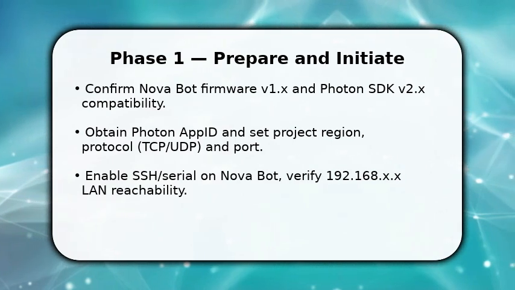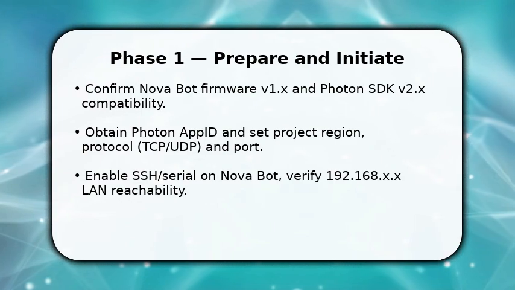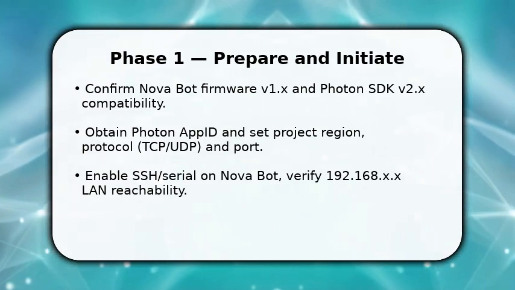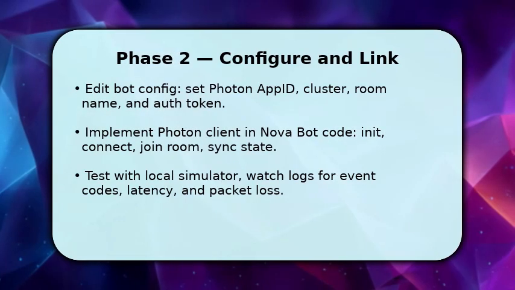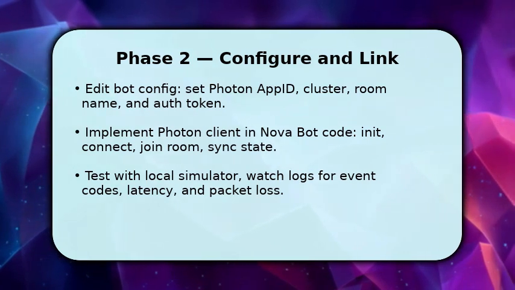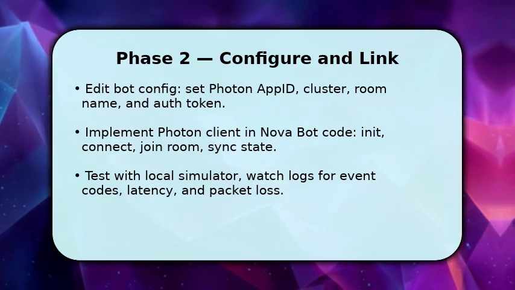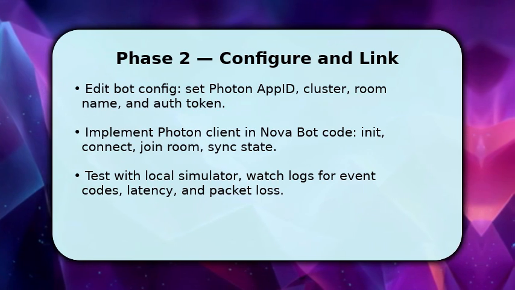Then open the Photon port on your router if needed, and proceed immediately to upload the network credentials to the bot. You now modify the NovaBot code to instantiate the Photon client. Initialize with app ID, cluster, and the auth token. Once initialized, call connect, then join the intended room or lobby so state syncs.